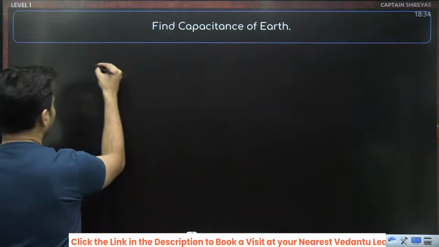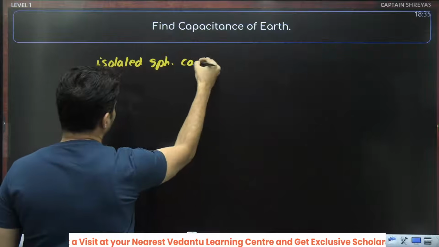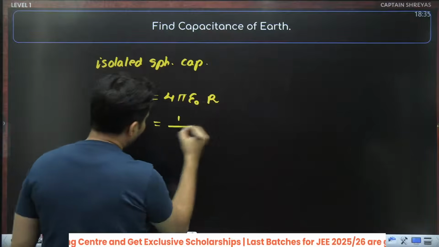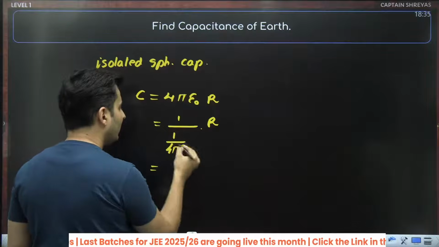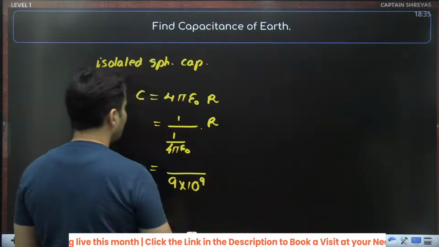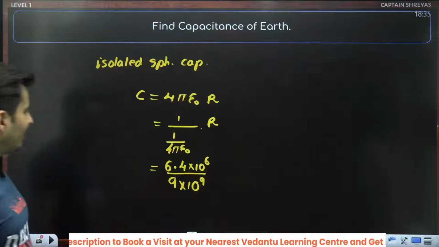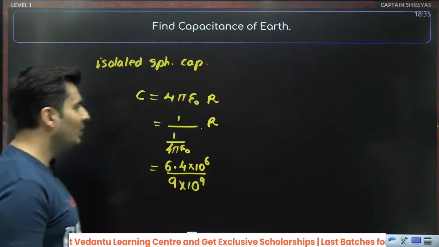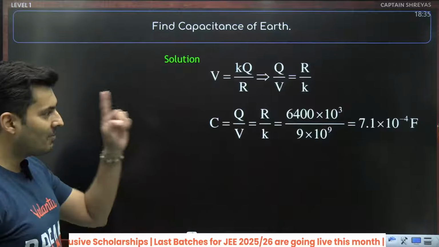Capacitance of Earth. Earth is like an isolated spherical capacitance. So capacitance is 4 pi epsilon naught r, which is 1 divided by 1 by 4 pi epsilon naught into r. Reason for doing it, this number I know is 9 into 10 to the power 9. Radius of the earth 6.4 into 10 to the power 6 meters. So just do the math and see how much do you get. Yep. So comes out close to 7.1 into 10 to the power minus 4.